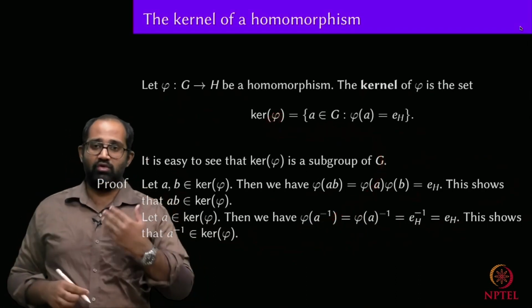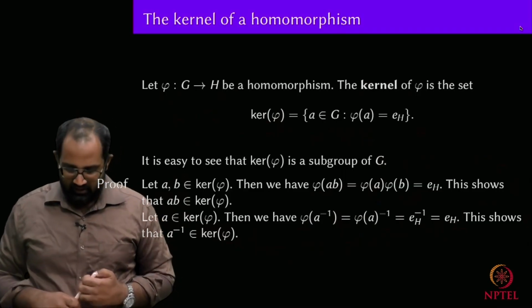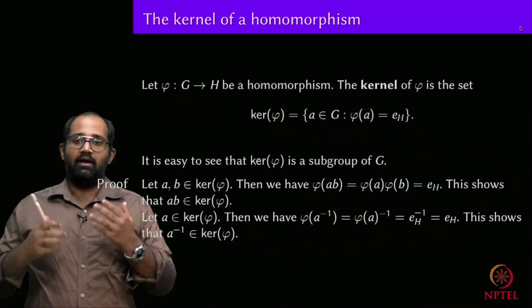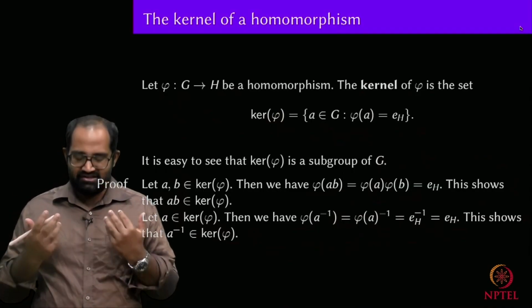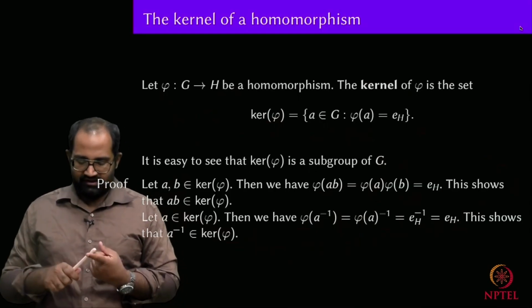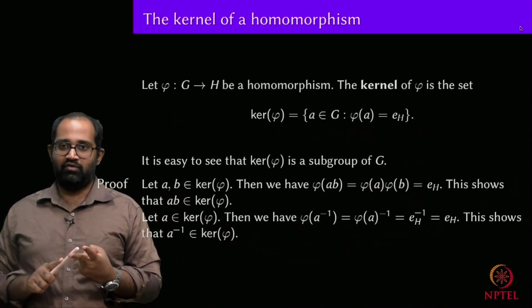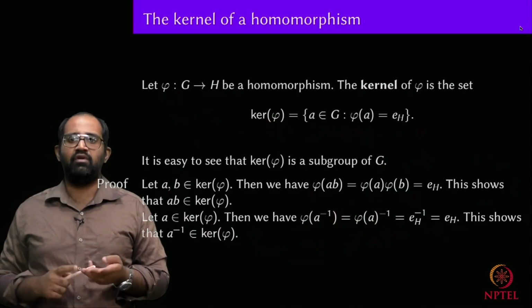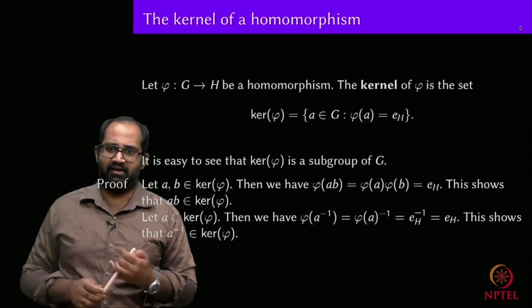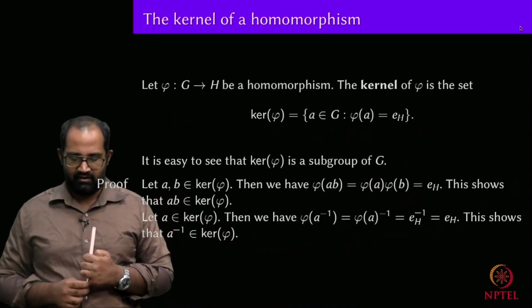So, we have shown that whenever A is in the kernel, A inverse is in the kernel, therefore, Eg is also there in the kernel. So, what have we shown? Inverses exist and the identity also is there in the kernel, therefore, it is a subgroup. Wait a second, am I pulling a fast one on you? What about associativity?